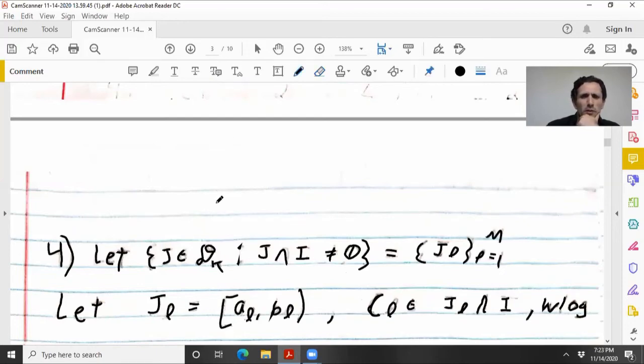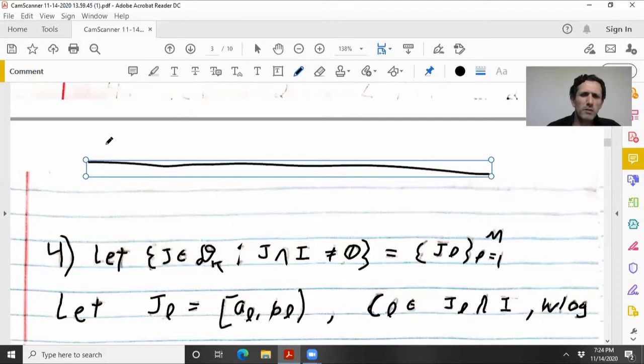Okay, so first of all, the set of all J in script D_k where J intersects I is finite. If there were infinitely many of these J's that intersect I, then I would have infinite length. It doesn't, it has finite length. So let's enumerate these as J_1 to J_m. Let's say this J_l is a_l to b_l. Let's say c_l is in the intersection here. And let's say we're enumerating these intervals from left to right. In particular, let's say a_1 to b_1 is the leftmost dyadic interval of length 1 over 2 to the k that intersects I. So actually these will be adjacent. Doesn't really matter, but by connectivity of I, these will be adjacent.